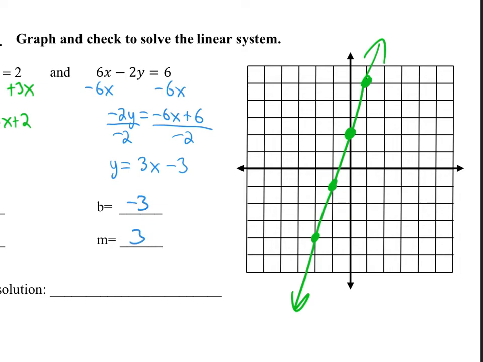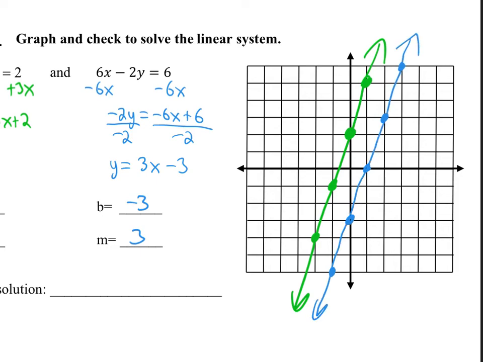So let's graph this now. We're going to go down 3, put a point. And our slope is telling us to go up 3 over 1, up 3 over 1, up 3 over 1, and down 3 left 1.